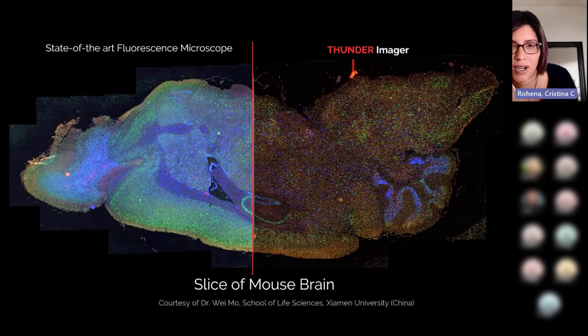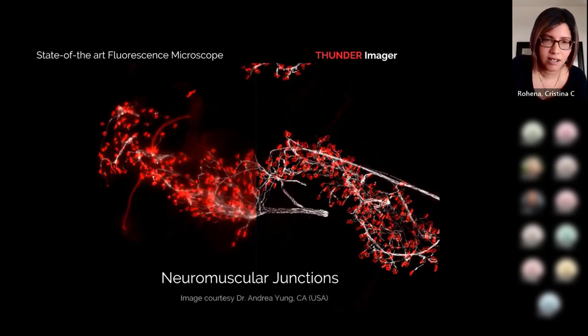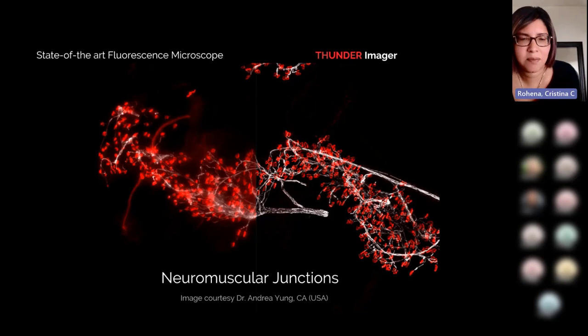One of the main applications, right, of our tissue imagers are going to be these tile scannings of large areas of tissue. This is an example of a slice of a mouse brain. And you can see how much detail is revealed in the processed side of the image. You can really tell all the different cell populations that are within this mouse brain slice that are really obscured in the raw image.